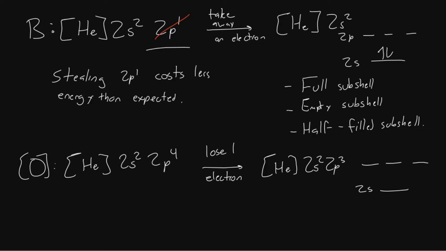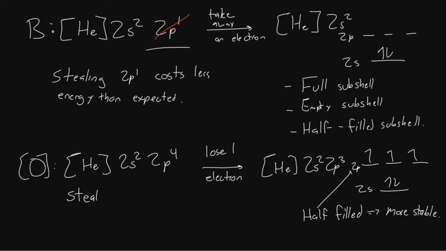Here's the 2s and the 2p. The 2s has 2 electrons, and we can see that the p has 3 electrons, and this is exactly halfway filled. And therefore, this is more stable than expected. So therefore, stealing from a p4 costs less than we think it will.